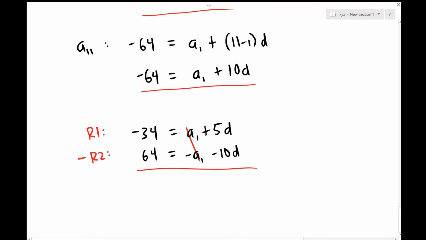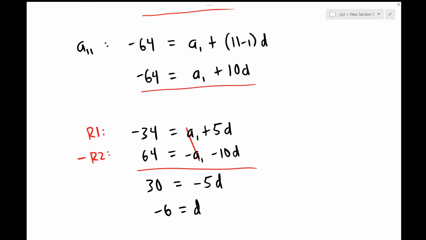And so what we'll get here is 30 is equal to negative 5d. So we can solve for d very easily here to find that it's equal to negative 6. So that's our common difference in the terms here. Now ultimately we're trying to find the 101st term in the sequence, so we need to plug this back in in order to figure out what a1 is.